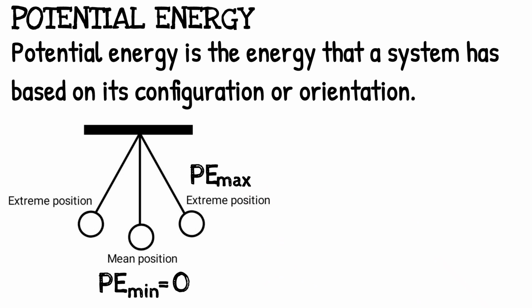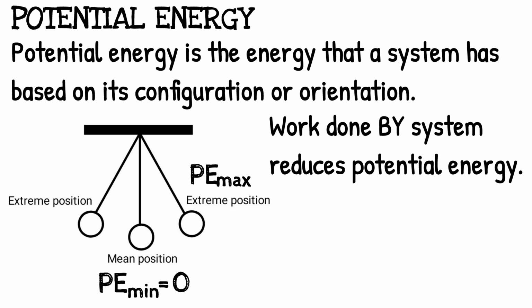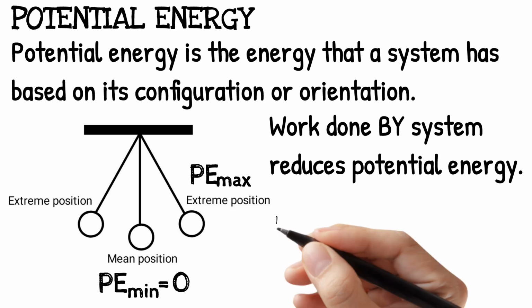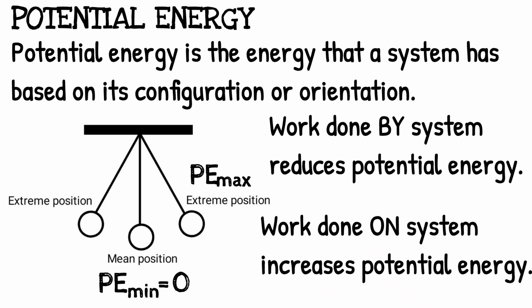Okay, now work done by system, I told you it uses the system's energy, or let me say it uses the system's potential energy. And since the system's potential energy is being used up, the potential energy drops. So work done by system reduces potential energy, but work done on system increases potential energy.